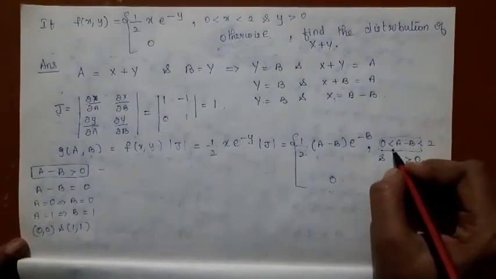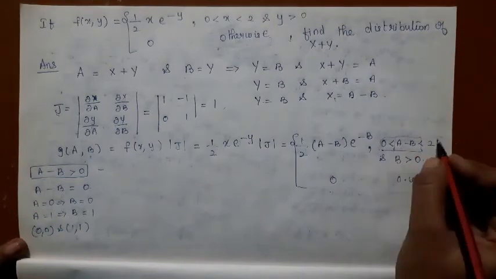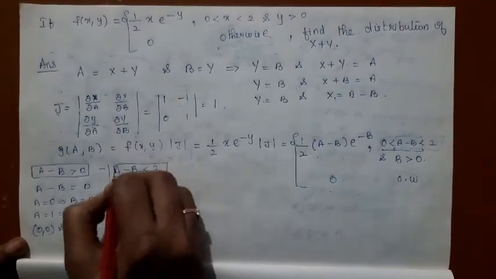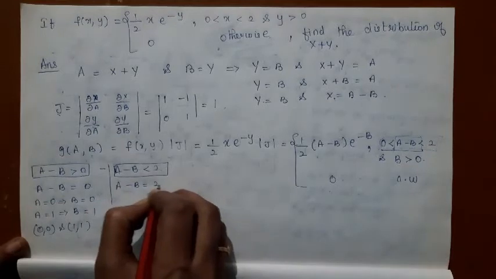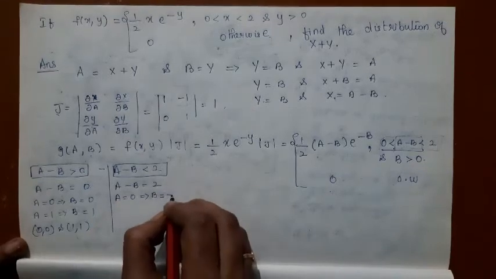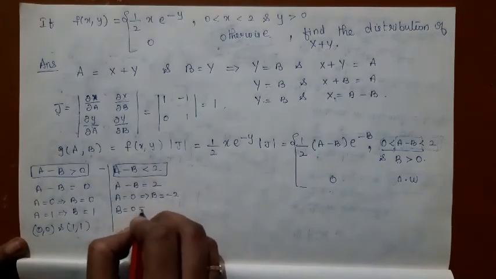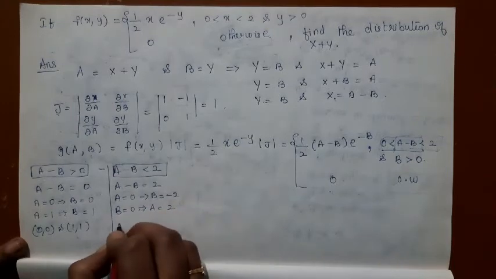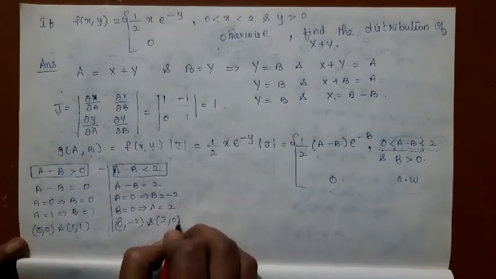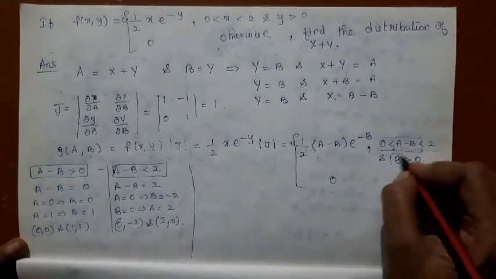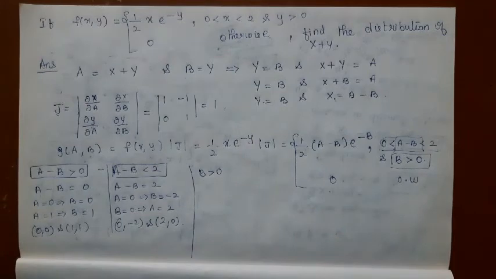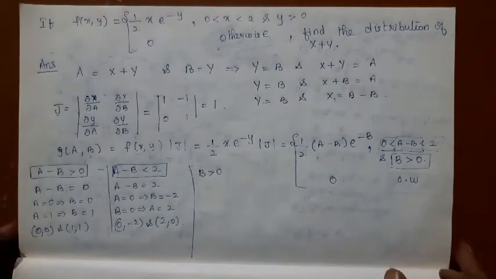To find the region of integration, we are doing this. Let us consider this part, a minus b less than 2. To plot this region, take it as an equation. A is equal to 0 implies b is equal to minus 2. B is equal to 0 implies a is equal to 2. So the points are 0 comma minus 2 and 2 comma 0. And the third inequality that is to be plotted is b greater than 0. So by plotting all these regions, you can find the range of integration.